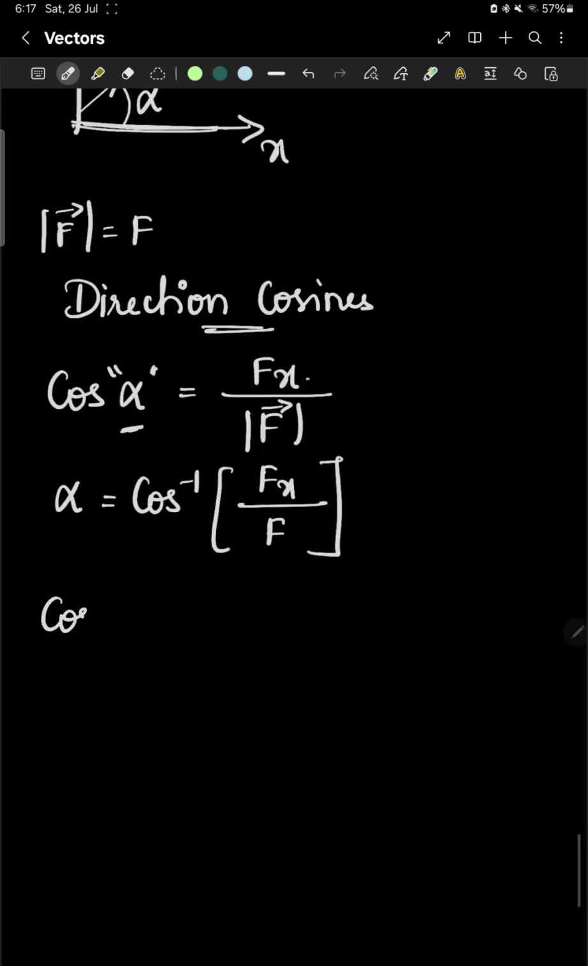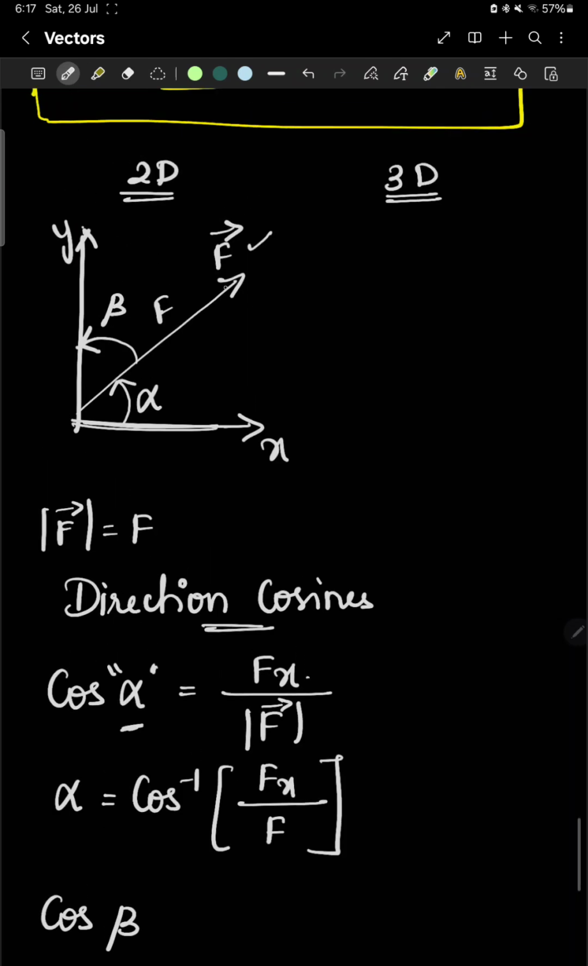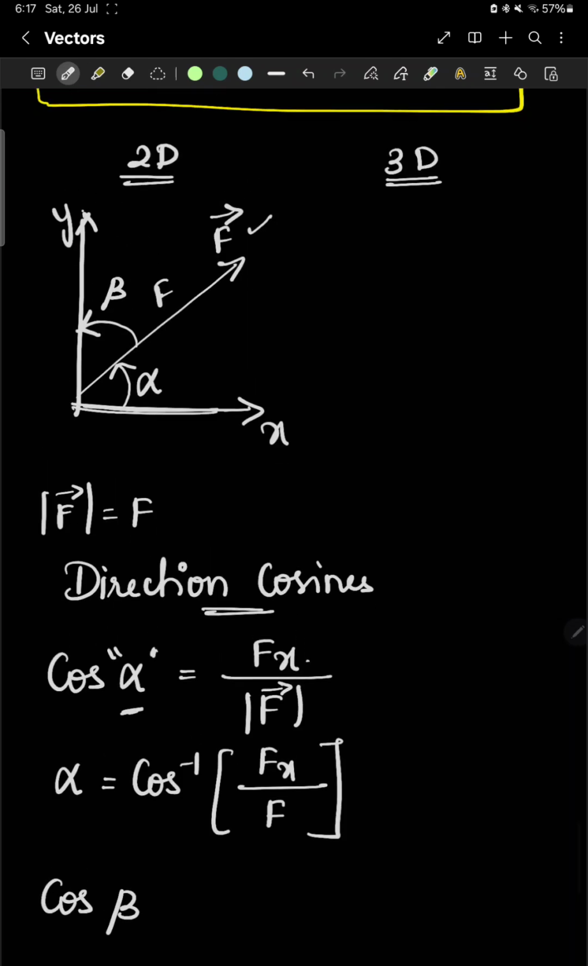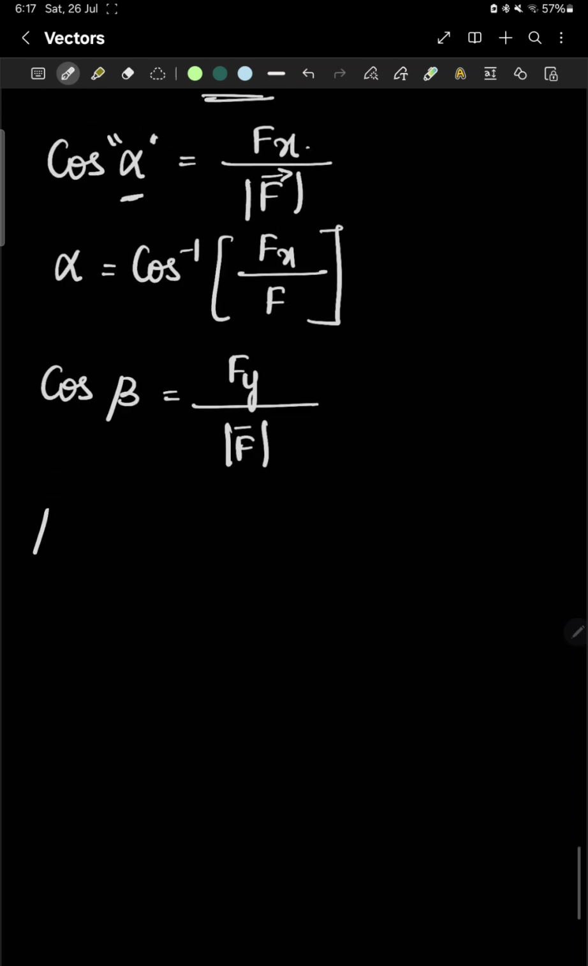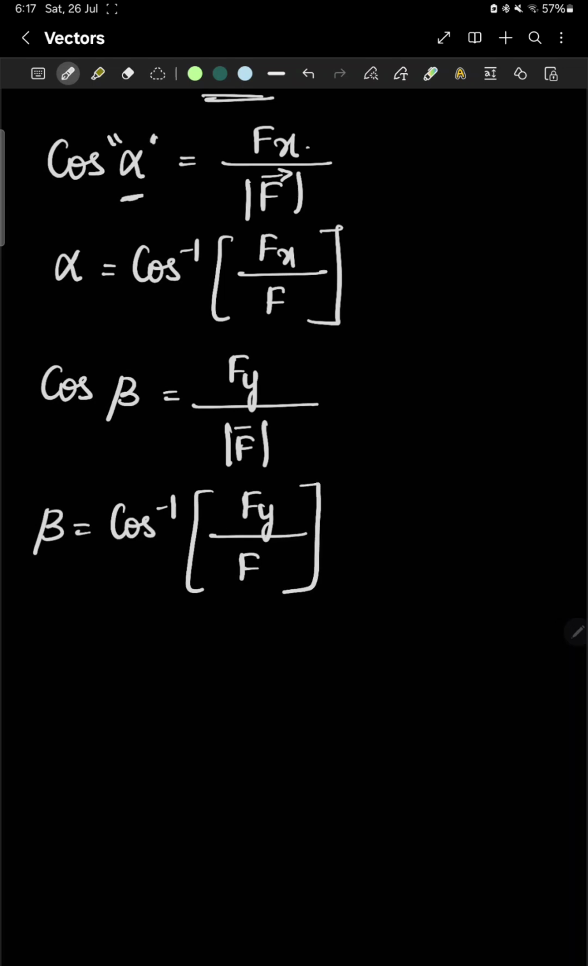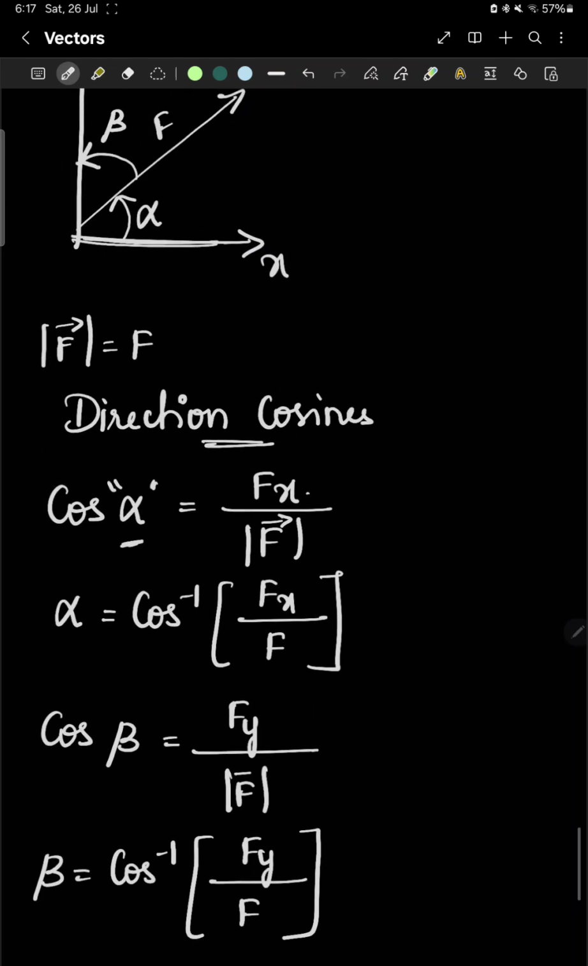Similarly, if I want to calculate the angle this vector is making with respect to the y-axis, I can have Fy, the component along the y-axis, divided by the magnitude of the whole F vector. From this I can calculate beta as cos inverse of Fy divided by F. So this is in the case of two dimensions.